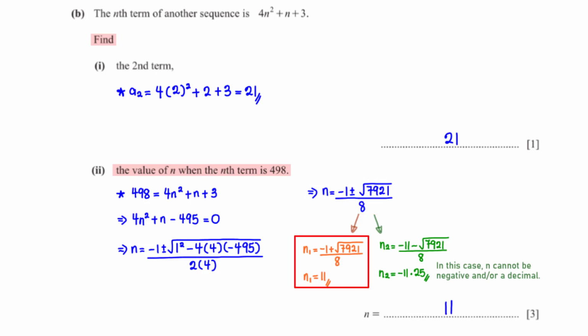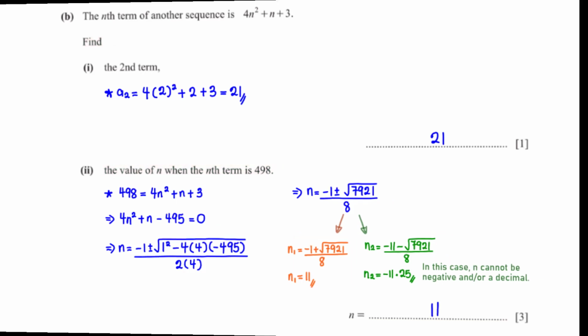So for the first possible value of n, we get 11. And for the second possible value, we get negative 11.25. In this case, n cannot be negative and n cannot be a decimal, so n is 11.